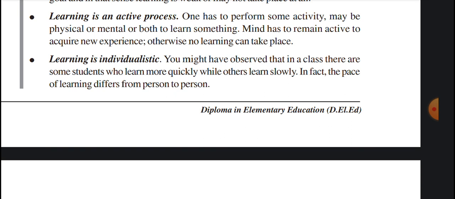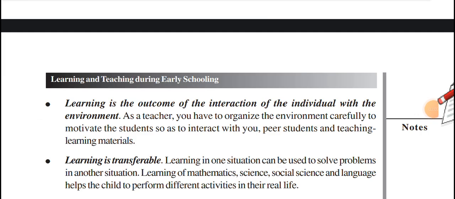Learning is individualistic. You might have observed that in a class, there are some students who learn more quickly while others learn slowly. In fact, the pace of learning differs from person to person. Learning is the outcome of the interaction of the individual with the environment.